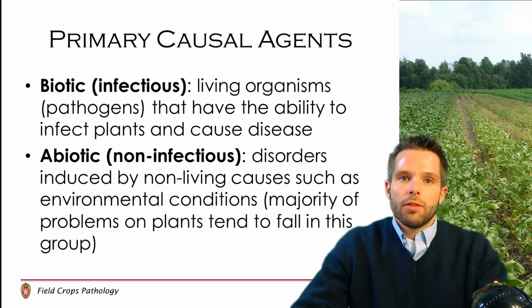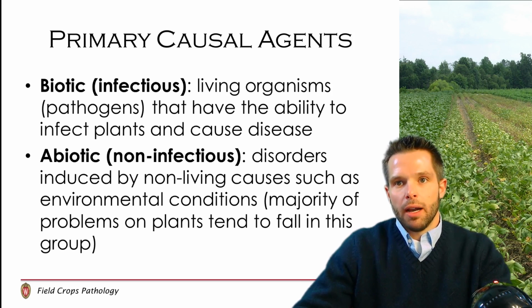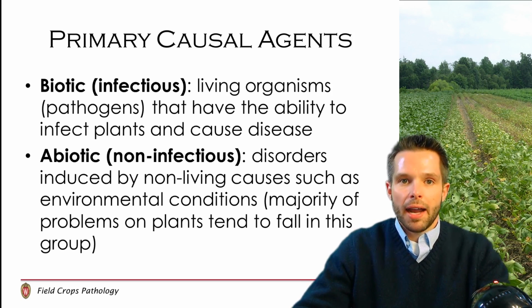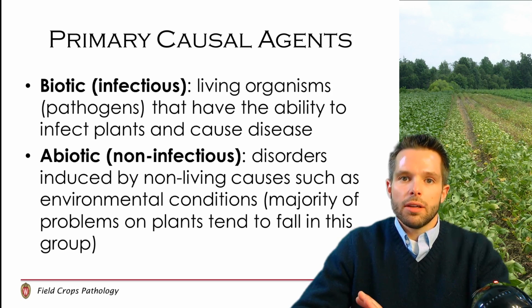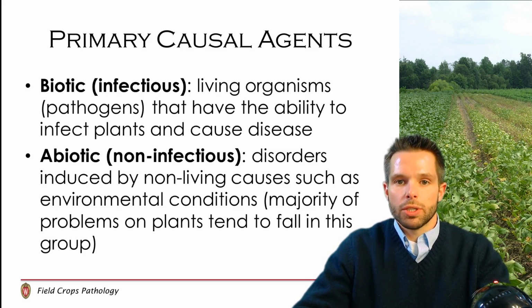Another key component of the definition is this idea of primary causal agents, and we can have biotic and abiotic causal agents. The biotic or living organisms are the pathogens that we're going to spend most of the time in this session talking about. These are the organisms that actually have the ability to infect plants and cause disease. These are different from abiotic disorders, which are induced by non-living causes such as environmental conditions or things like herbicides and that sort of thing.